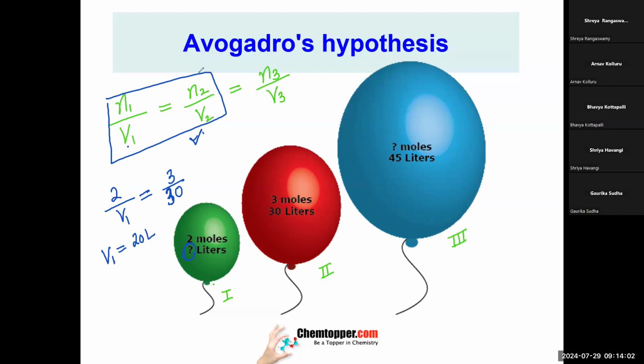Now, let's see this one. And use this. What is N2? 3. What is V2? 30. What is N3? We don't know. What is V3? N3 we don't know, right? And this is 45. Get the value of N3 from here, and you will get the answer as 4.5 moles. So please write down, this is Avogadro's law. Equal volumes have equal moles at the same temperature and pressure. So when you take their ratios, they are equal.